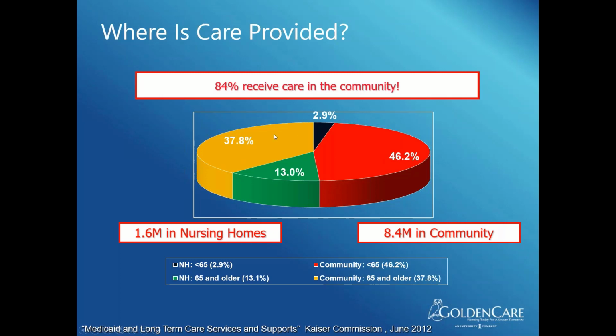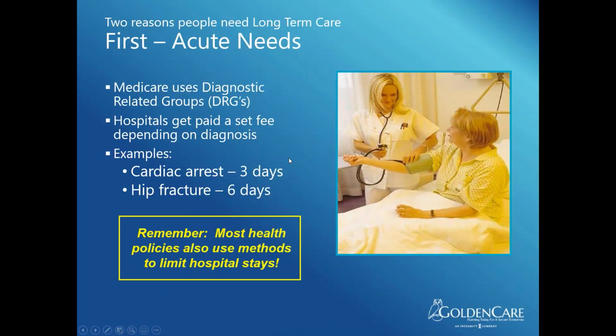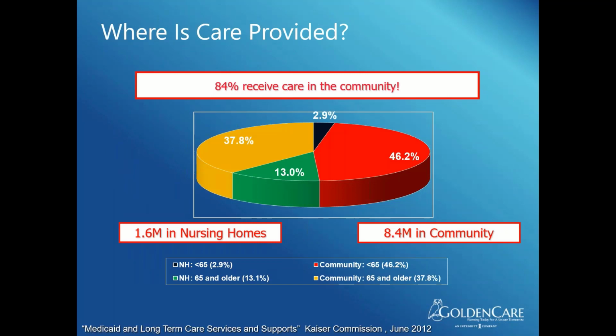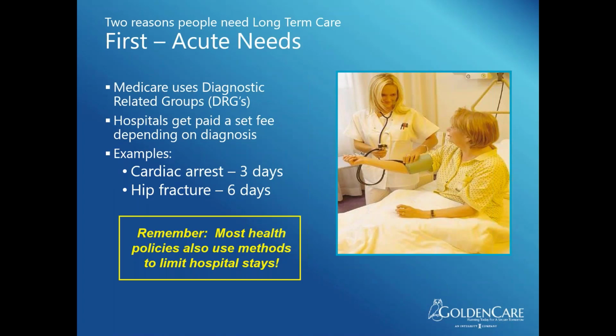The 37% here, by the way, and the nursing home here, that's 13%. These are the people who are basically paying out anywhere from 50 to 100,000 a year. They're wishing they had long-term care.